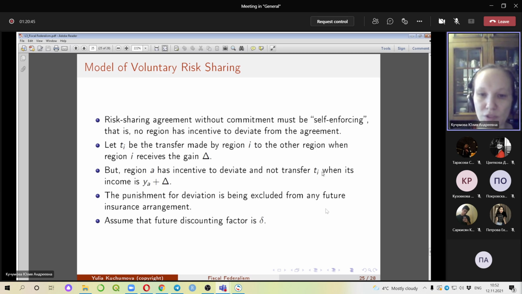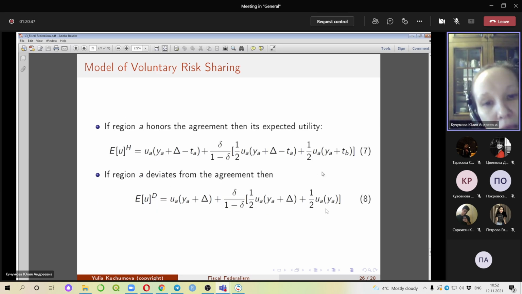So let us assume the discount factor is delta, and let us compare the expected utility from two strategies. The first strategy is that the region indeed honors the agreement. So let's say region A, when he receives a gain, he indeed transfers TA to the other region. The other strategy would be to deviate.